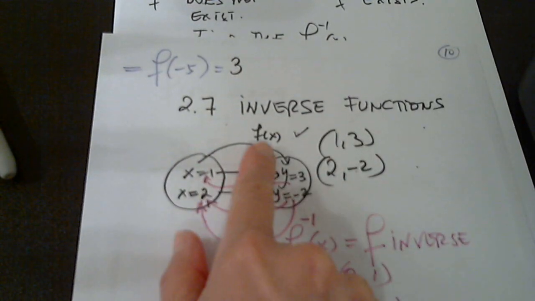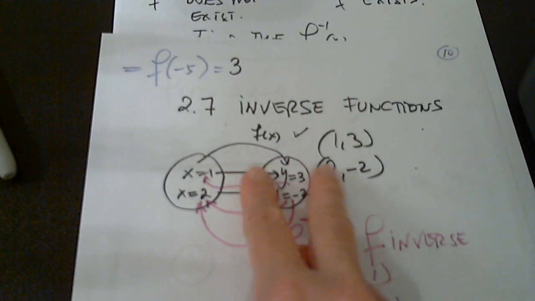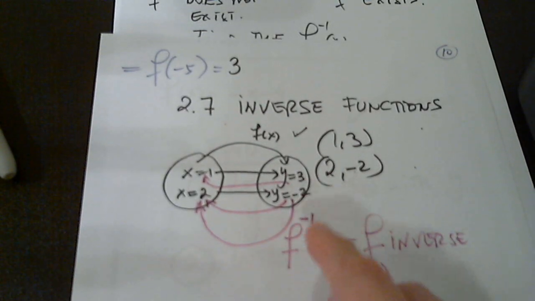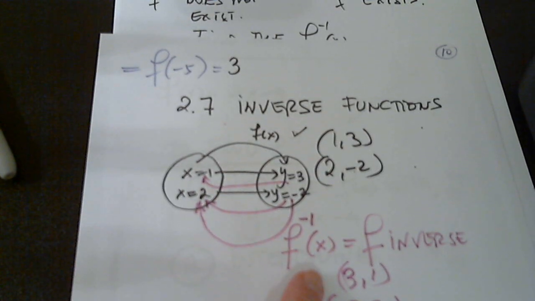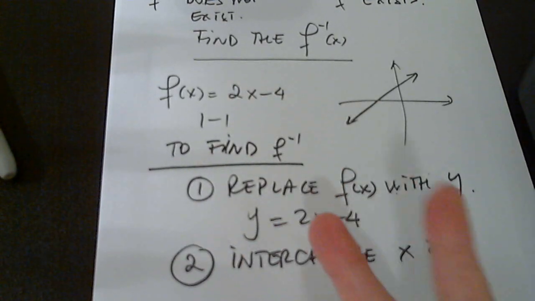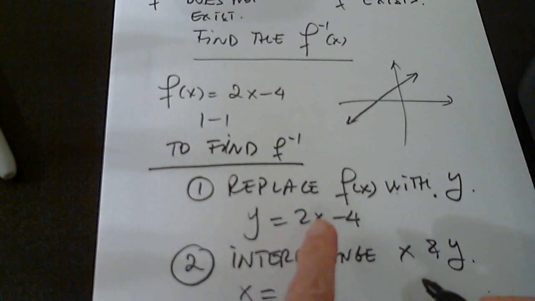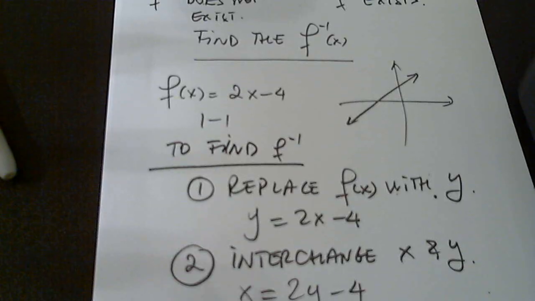This is x for f of x. This is y for f of x. Now, this is x for f inverse, and this is y for f inverse. That's why I'm interchanging x and y. Meaning instead of y, I write x. Instead of x, I write y. That's step 2.